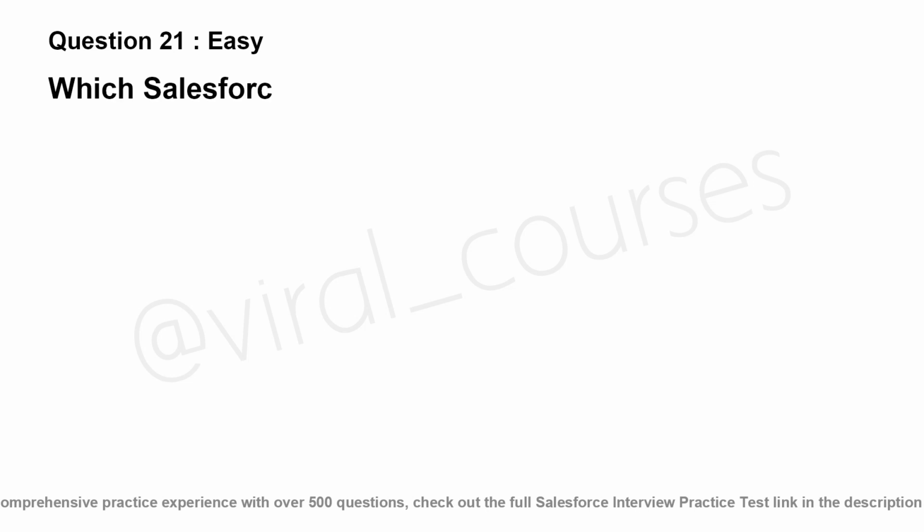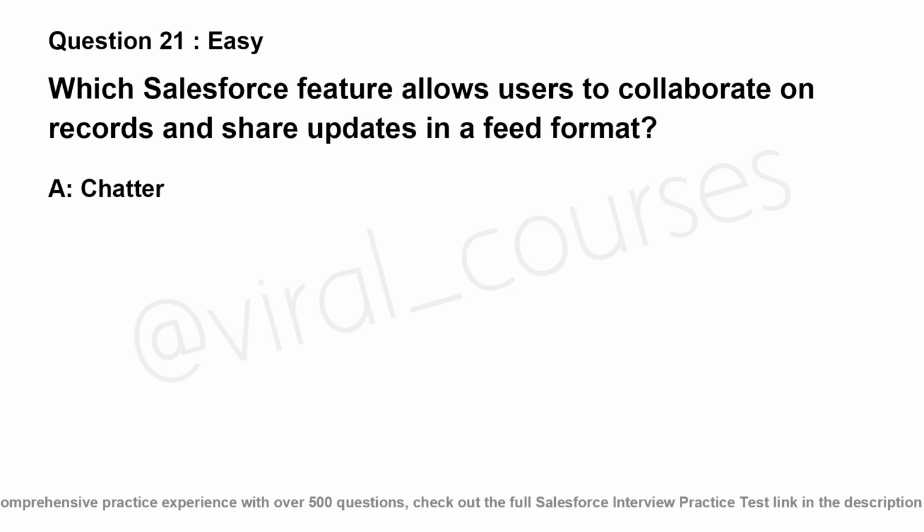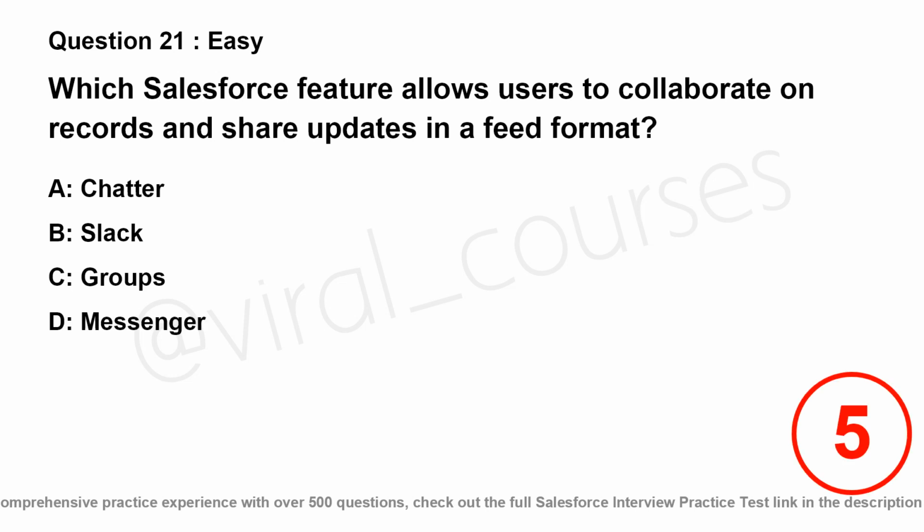Which Salesforce feature allows users to collaborate on records and share updates in a feed format? Option A, Chatter. Option B, Slack. Option C, Groups. Option D, Messenger.